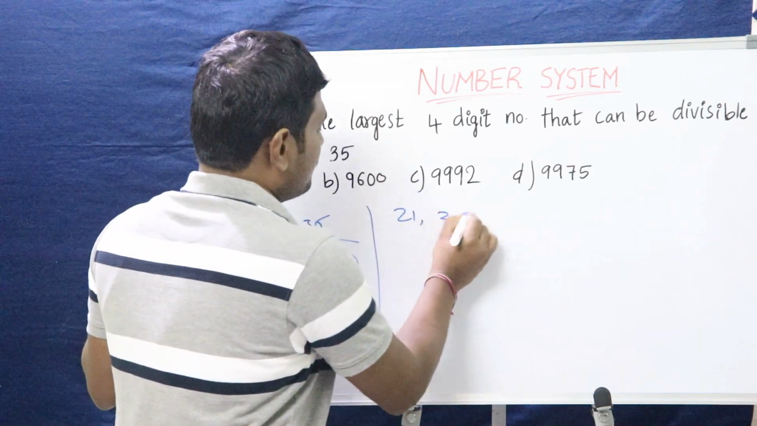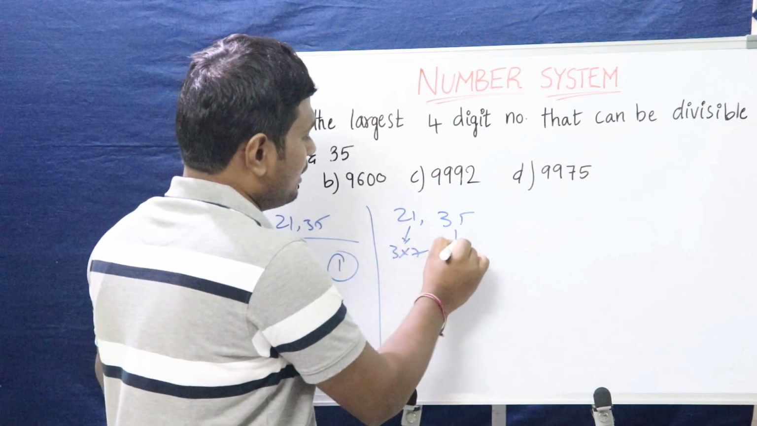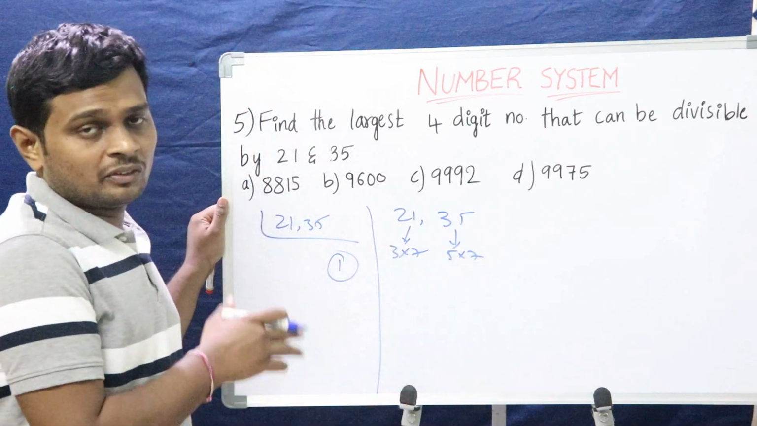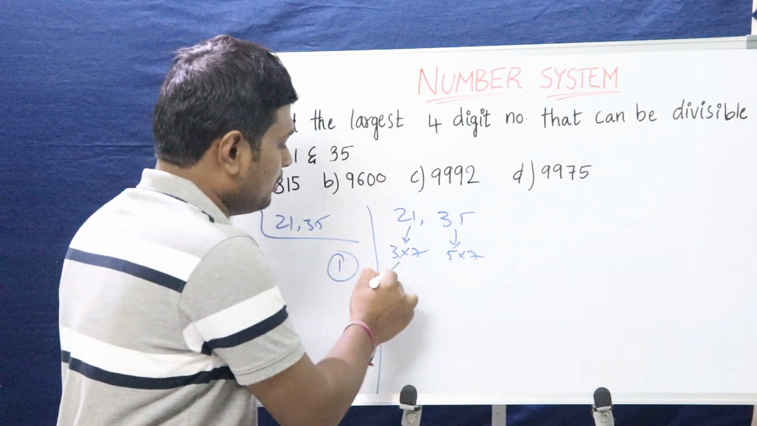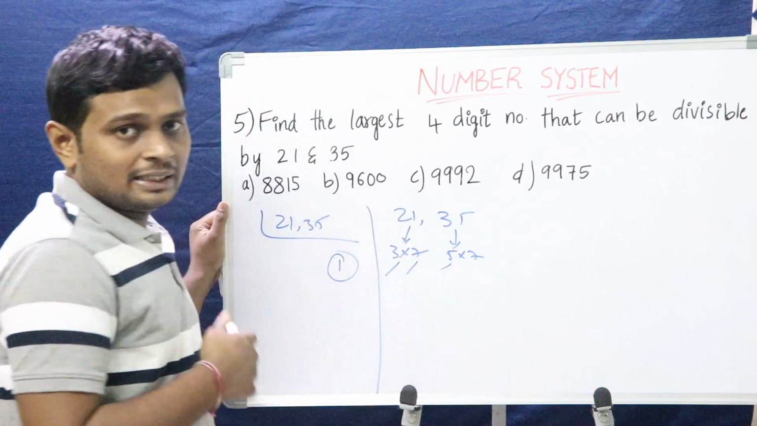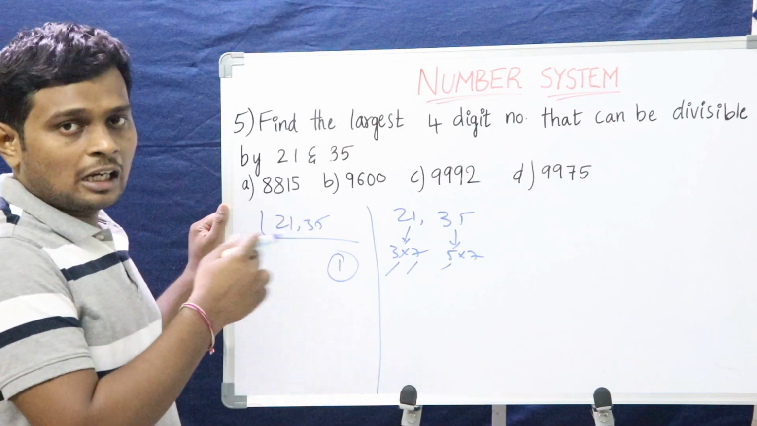What are the factors of 21 and 35? The factors of 21 are 3 and 7. In case of 35, 5 and 7. In order to get it divisible by 21 and 35, it should be divisible by 3, 7 as well as 5. Right? We have already discussed the divisibility rules of 3, 5 and 7. Let's rule out the options.